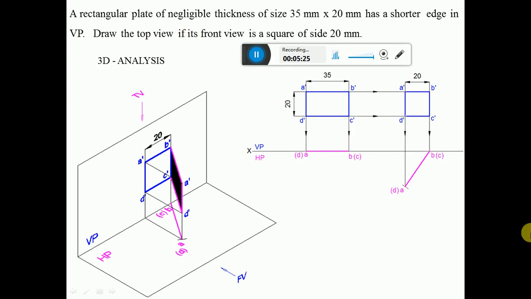Draw the top view, if its front view is a square of 20 mm side. So first we have to write the front view of the 20 mm square. Then, by considering one of the sides on the vertical plane and the other in front of VP, you can see AD is the edge which is in front of VP by some distance, such that it becomes a square of 20 mm side in the front view.